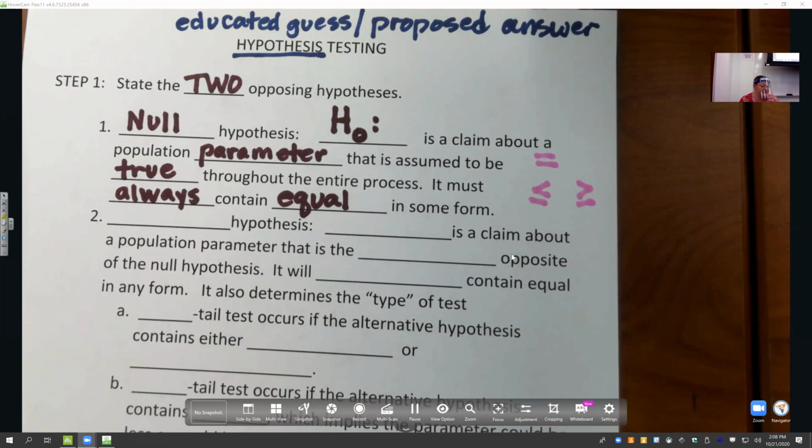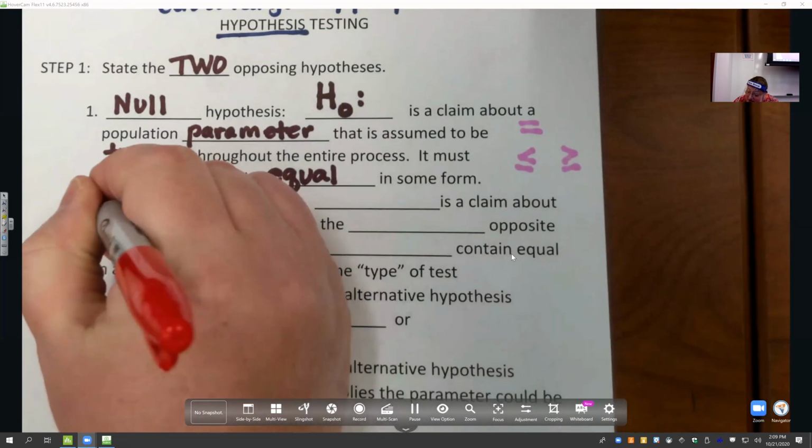The other thing that I want to point out to you there is it says that the null hypothesis is assumed to be true. Again, if you think about it in terms of a court case, a person is presumed innocent or assumed innocent until proven guilty. So our null hypothesis is assumed to be true until we prove otherwise.